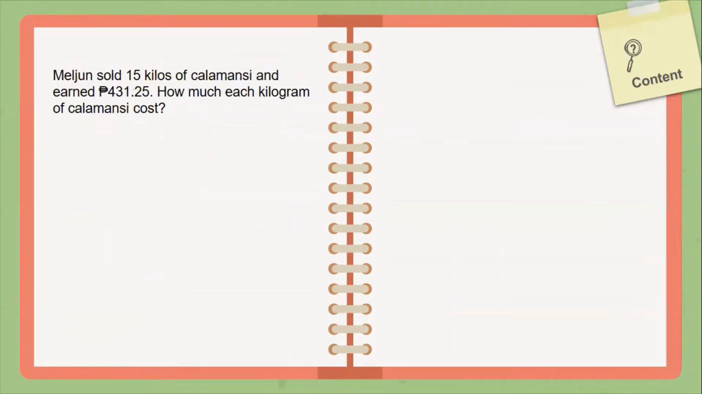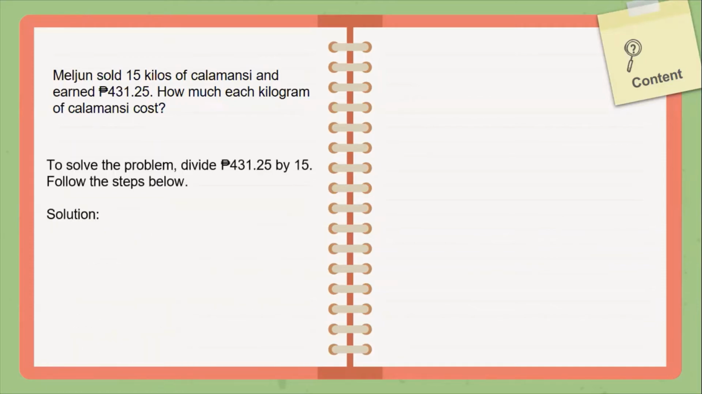Now let us try another example. Meljun sold 15 kilos of calamansi and earned 431 pesos and 25 centavos. The question is, how much does each kilogram of calamansi cost? To solve this problem, let us divide 431 pesos and 25 centavos by 15 and follow the steps below. So let's divide.